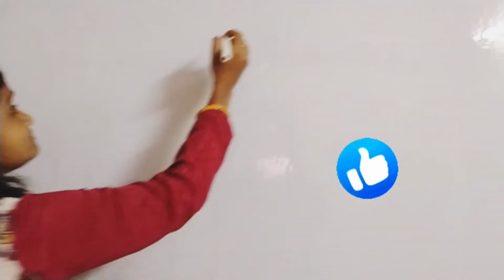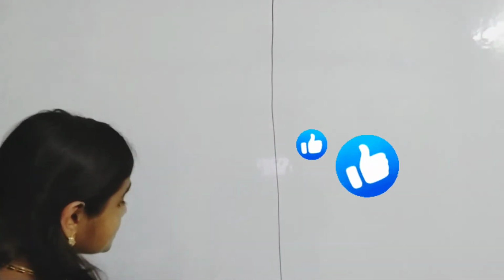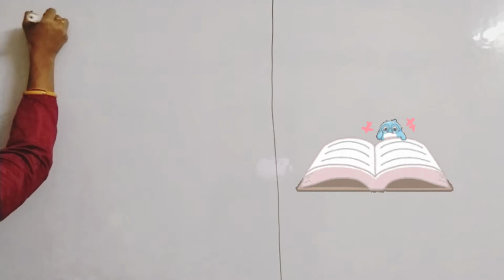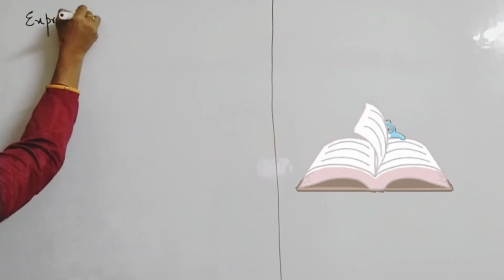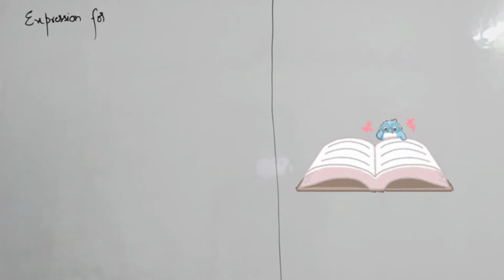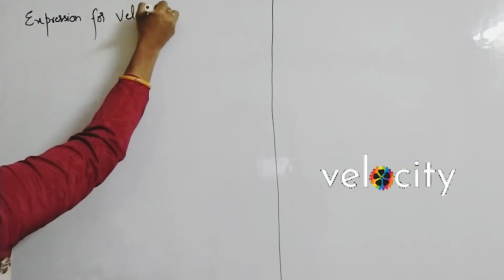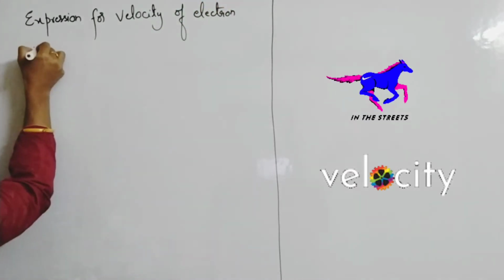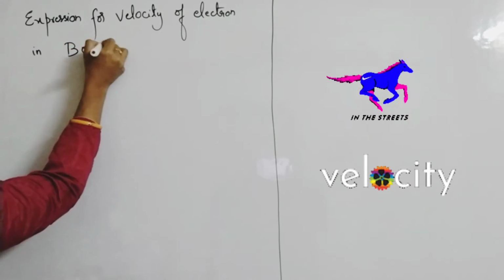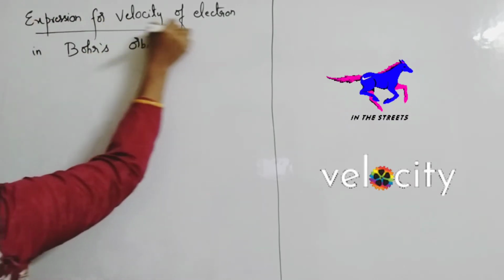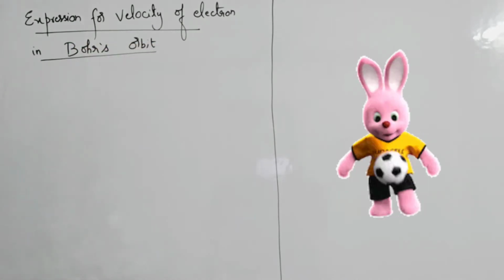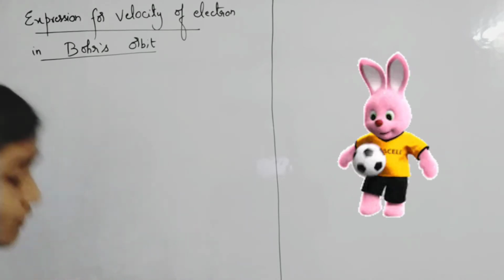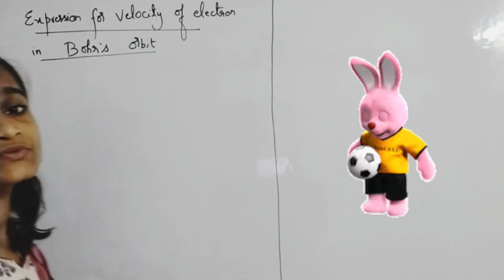What is the expression for velocity of electron in Bohr's nth orbit? Expression for velocity of electron in Bohr's orbit. So this is our topic for today. To derive the expression for velocity of the electron, we have to recall Bohr's quantum condition.